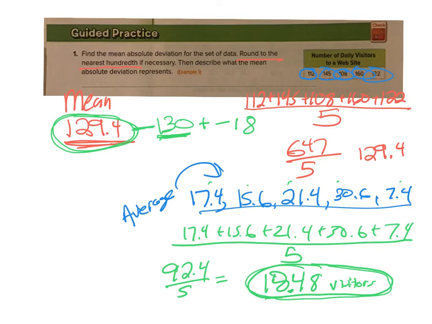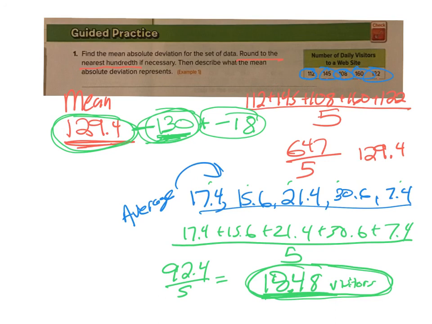sometimes. It might be minus 18. That's about the average. The average of the visitors is it's going to be anywhere either plus or minus 18 to this 130. But the 130 is the overall average. And then to find the mean absolute deviation is you find this number here, and it's plus or minus to the average. Okay, a little confusing.